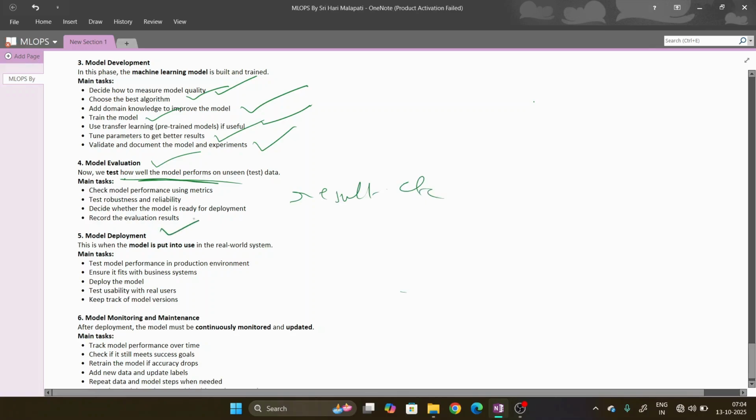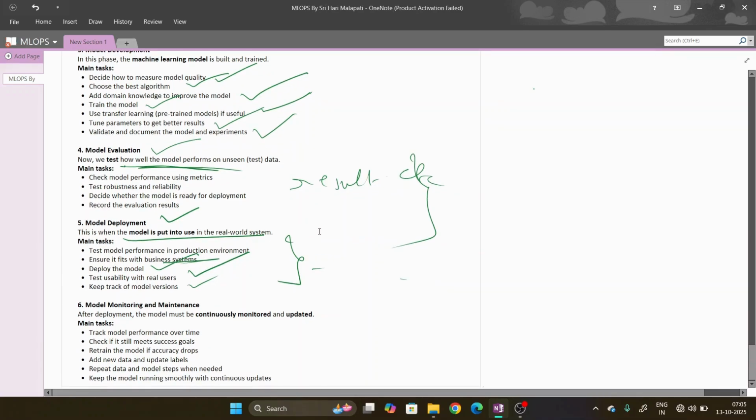Fifth one is model deployment. This is when the model is put into use in a real-world system, which is the main task here. Test model performance in the production environment, ensure it fits with the business systems, deploy the model, track usability with real users, and keep track of model versioning. Next, final is model monitoring and maintenance. The model must be continuously monitored and updated.